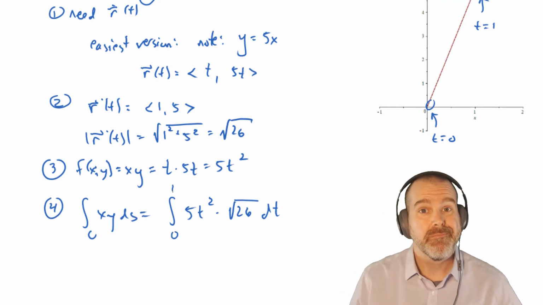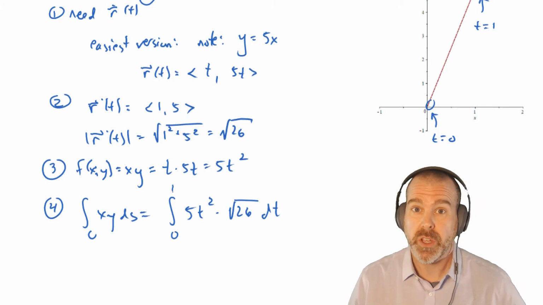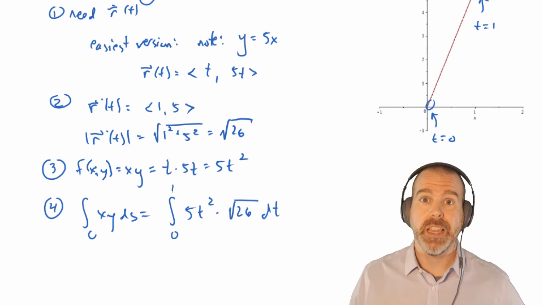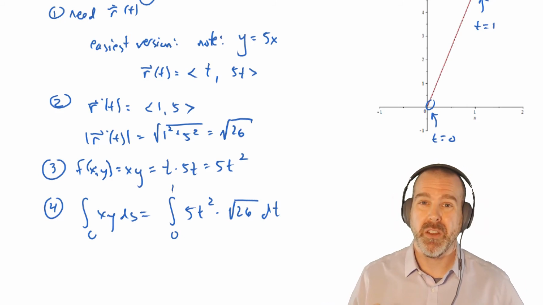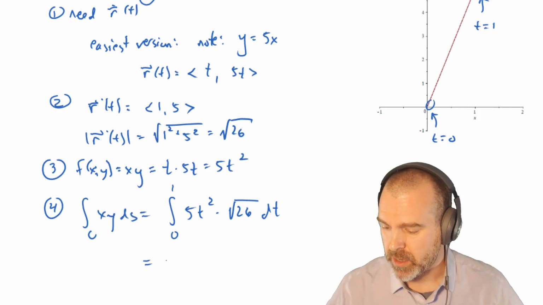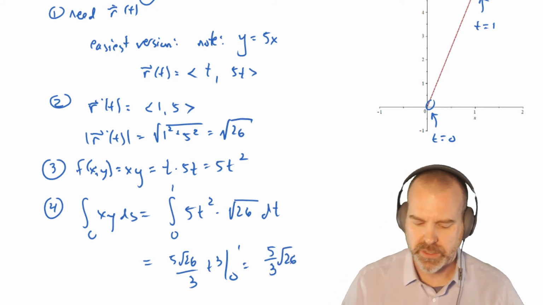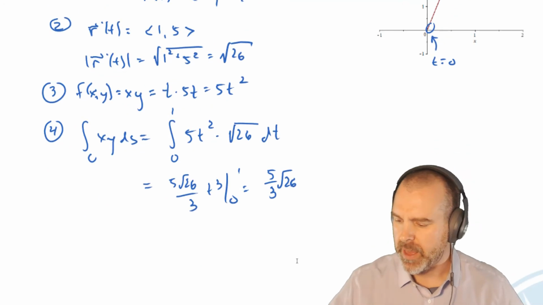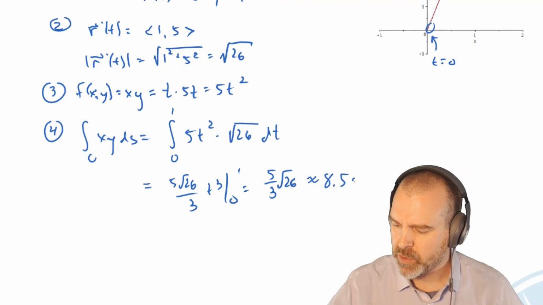And that is just a single variable integral from Calc 1. That's what most of these are going to become. The challenge, like a lot of the things we've been doing, is setting up that integral. But it's just going to be an integral in terms of t. And so that's just 5 square root of 26 over 3 t cubed from 0 to 1. And so that's 5/3 square root of 26. That is approximately 8.5 square units.